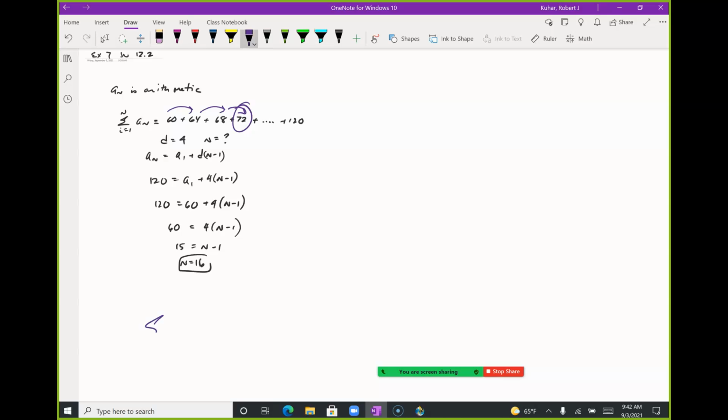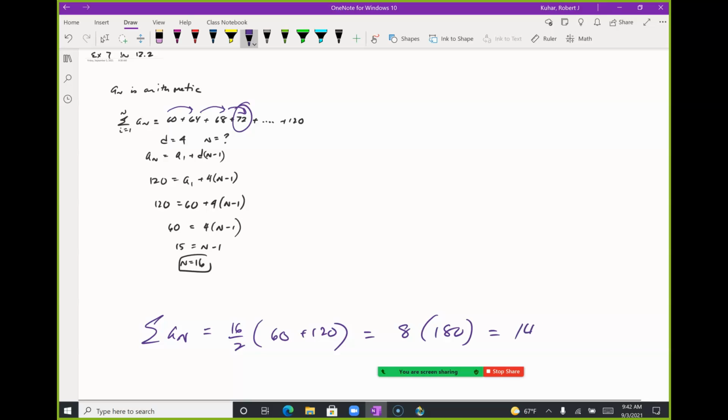Because I know my sum, right, is 16 over 2 times 60 plus 120. Look how much quicker it is now. Instead of using that sigma notation, now I can just use my first term and my last term. So I've got 8 times 180, right? So this particular sum is, don't tell me, 8 times 180 is 1440. Right? So I'm giving you an alternative way of finding sums without the sigma notation.